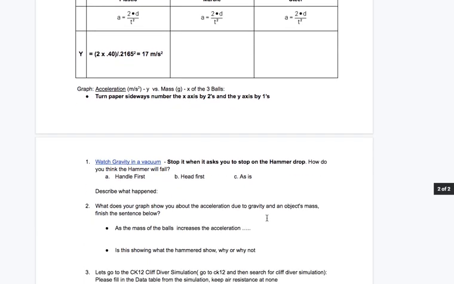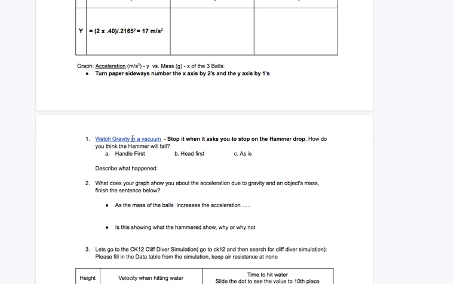After you get done with the graph, I'm going to want you guys to watch this video. In the middle of the video, it talks a lot about different things. And then all of a sudden it goes to this person holding a hammer, and it says, what will the hammer do? And then it says stop, and then you have to make a prediction. So I want you guys to actually predict how you think the hammer will fall. Will it fall handle first, head first, or as is? Okay, so circle that, and then describe if you were right or wrong, and then continue the video.